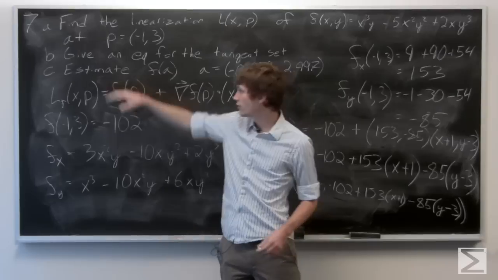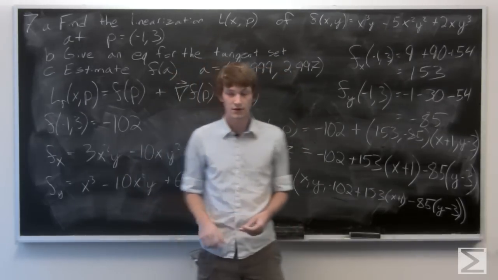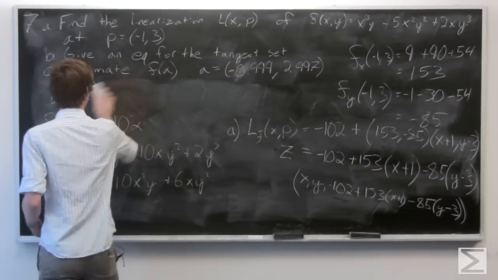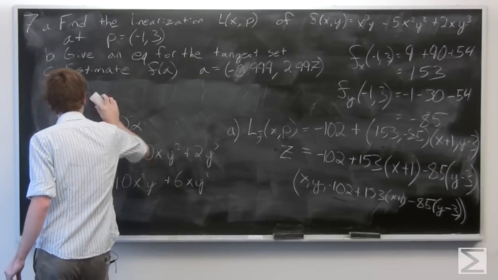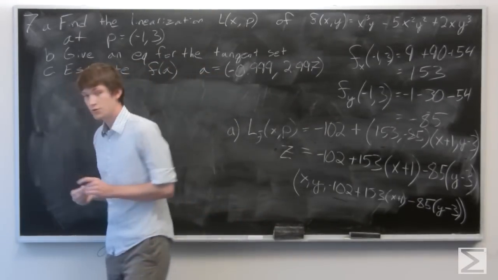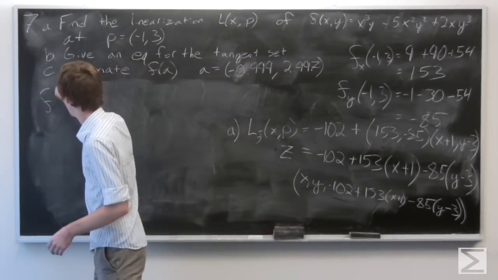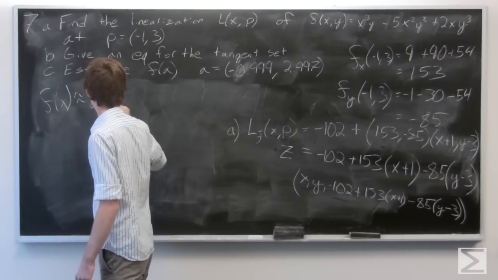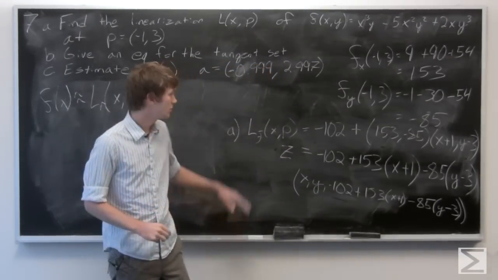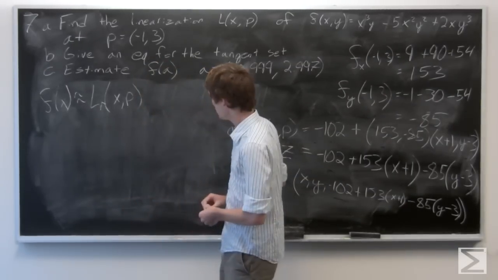Okay? And now we want to estimate f(a), where a is equal to (−0.999, 2.997). So we know that for points close to our point P = (−1, 3), f(x) is approximately the linearization. So we can just use the linearization, plug in our point a for x into here, and we get the resultant approximation.